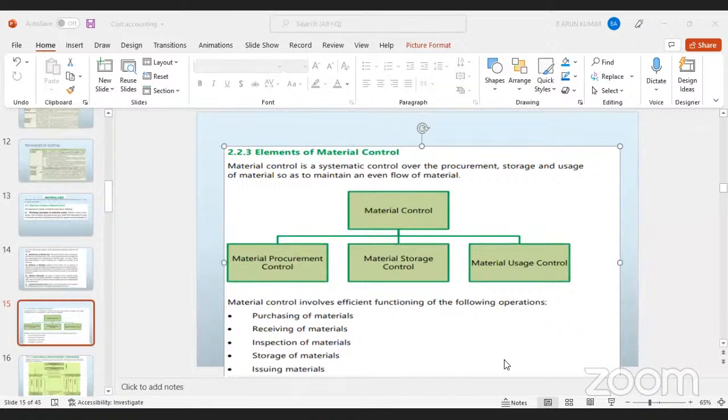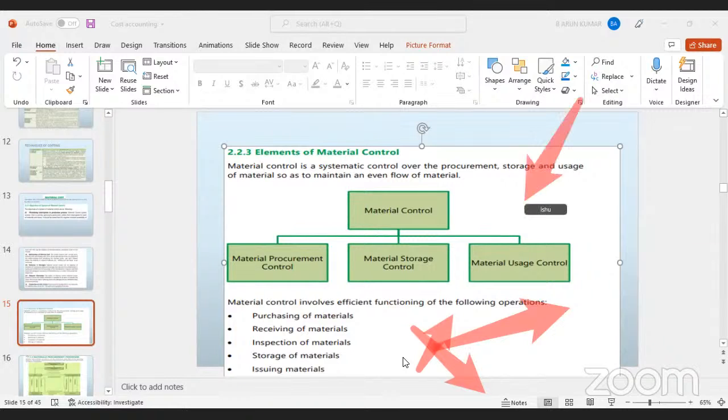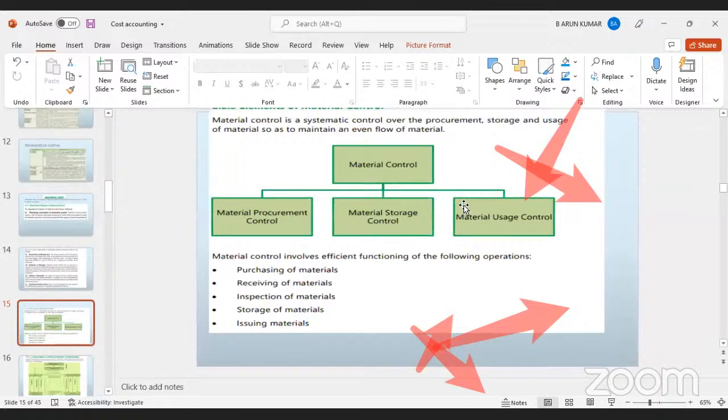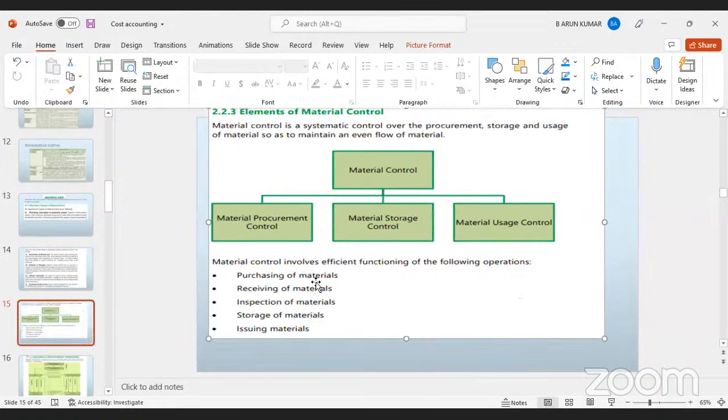In the material controlling process, we divide the material in three ways. One is procurement of material. That means we purchase the material, then we store it in some godown, and then we use that material. So the material controlling involves efficient functioning of the following operations: purchase of materials, receiving of materials, and the third one is inspection of materials. Fourth one, storage of materials. Fifth one is issuing materials.